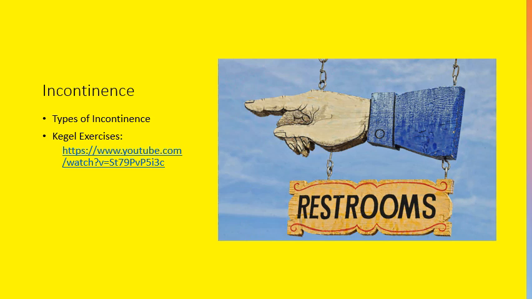So, poor contractility of the bladder and obstruction of the urethra may be related to the prostate. This is a prostate enlargement problem or other cause of an obstruction of the urethra.